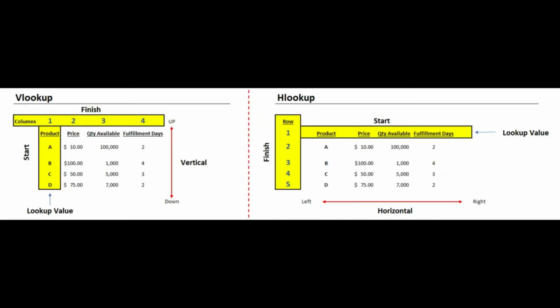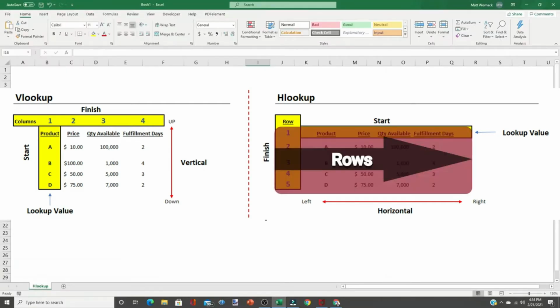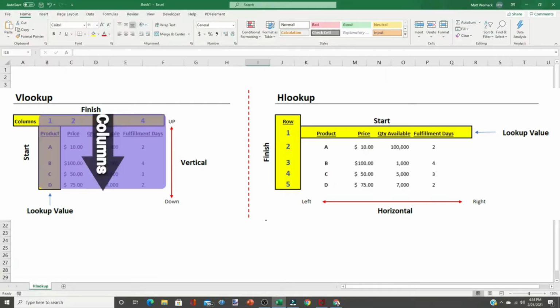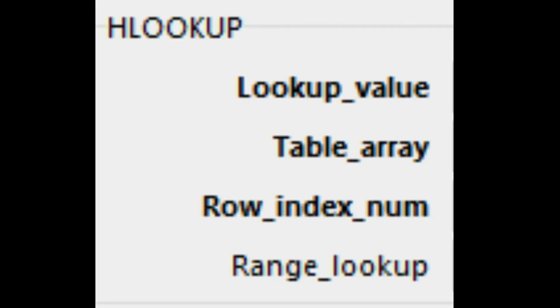Therefore, the main difference between V and Hlookup is Hlookup uses rows instead of columns to tell Excel where to find the answer. Hlookup is made up of 4 inputs: the lookup value, table array, row index, and range lookup. The only difference between an Hlookup and a Vlookup, again, is that Hlookup uses rows versus Vlookup uses columns.